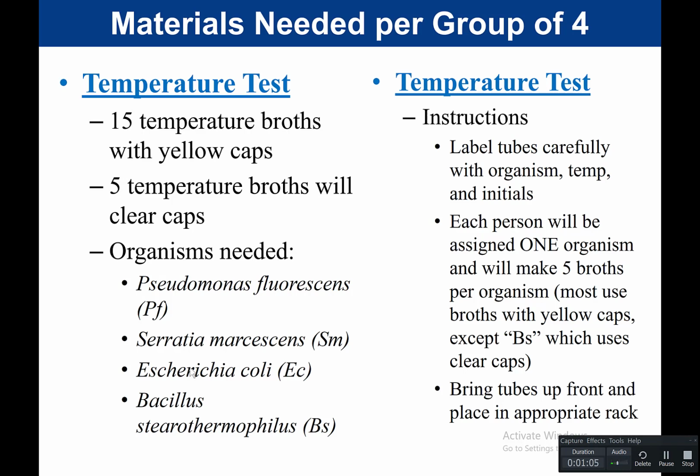So let's say per group of 4, you were assigned to do Pseudomonas fluorescens. You would label your tube PF for Pseudomonas fluorescens. You would label it with your initials. You would label it with the temperature that they're going to be put at, which I'll show you in a minute. For your 5 tubes, if I had Pseudomonas fluorescens, I would inoculate Pseudomonas fluorescens into all 5 of my tubes. So I would have my 5 tubes, they all have Pseudomonas fluorescens. And then we would put them at the appropriate temperature.